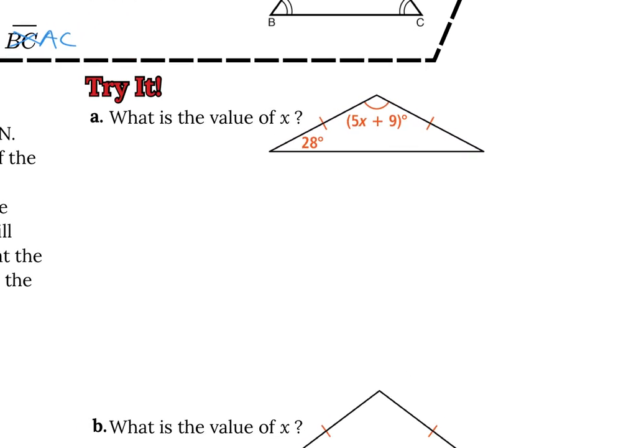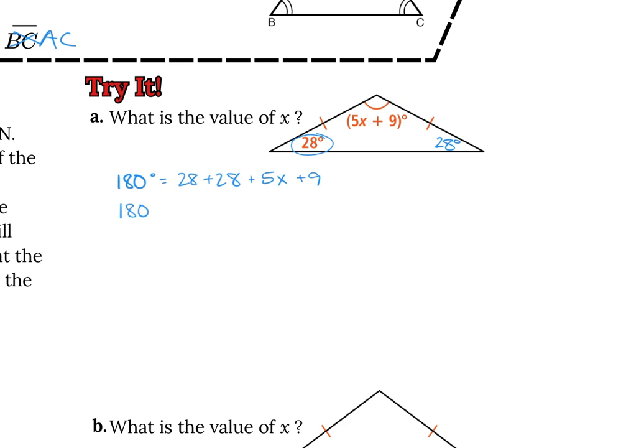So here they gave us a couple of angles of measure. We know that this is 28 degrees, which means that this also has to be 28 degrees because this is an isosceles triangle. I know that all of the angles inside of a triangle have to add up to 180 degrees. Okay, and then I would add all of the interior angles together. So 28 plus 28 plus the unknown angle, so 5x plus 9.